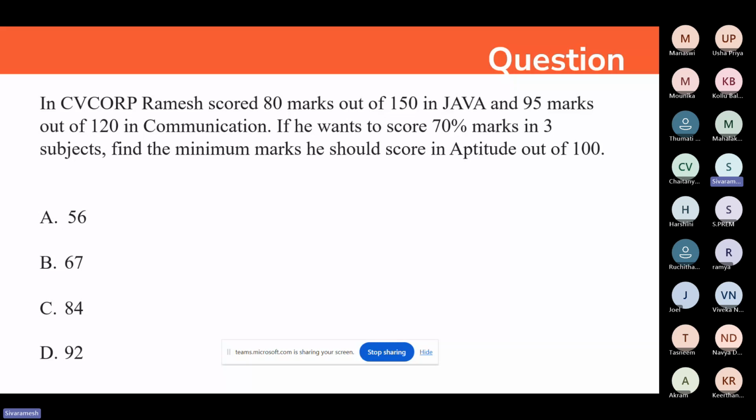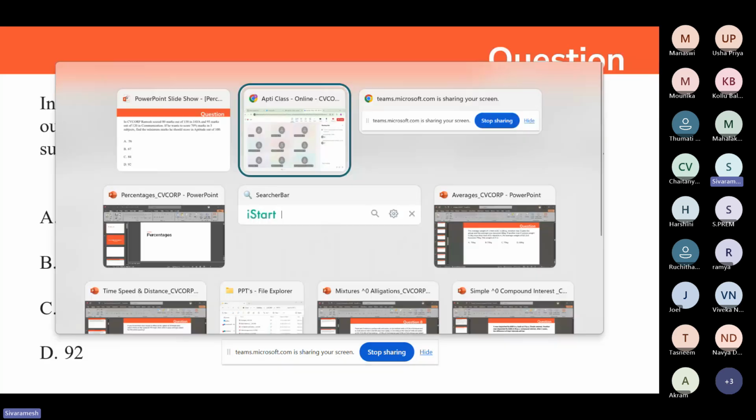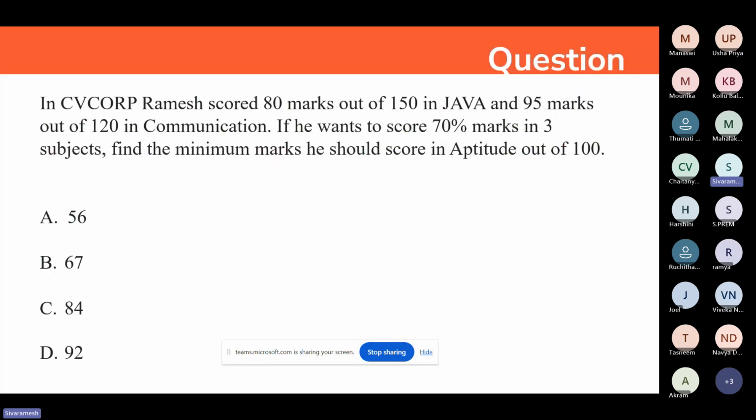In CVCORP, Ramesh scored 80 marks out of 150 in Java and 95 marks out of 120 in communication. If he wants to score 70% marks in three subjects, find the minimum marks he should score in aptitude out of 100. This is the question. Let me see any answers posted in the chat box. Ramya posted 84, very good, and Renika posted 67. One more minute, guys. You need to solve this.